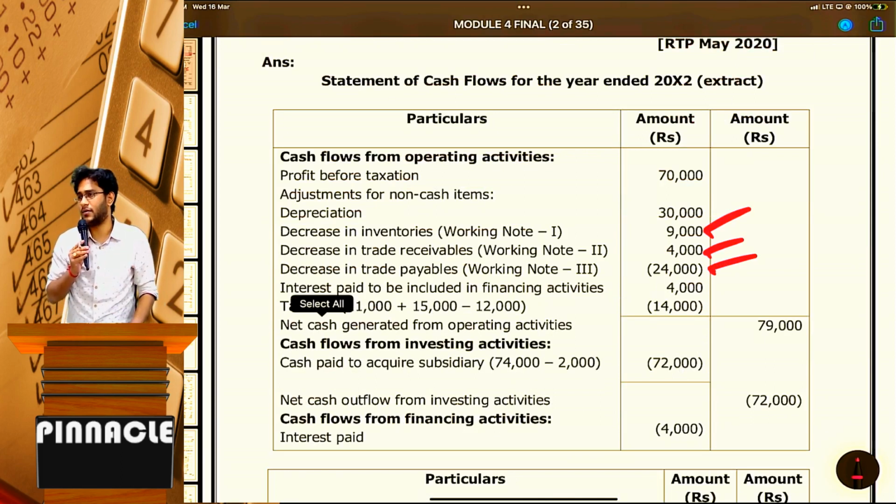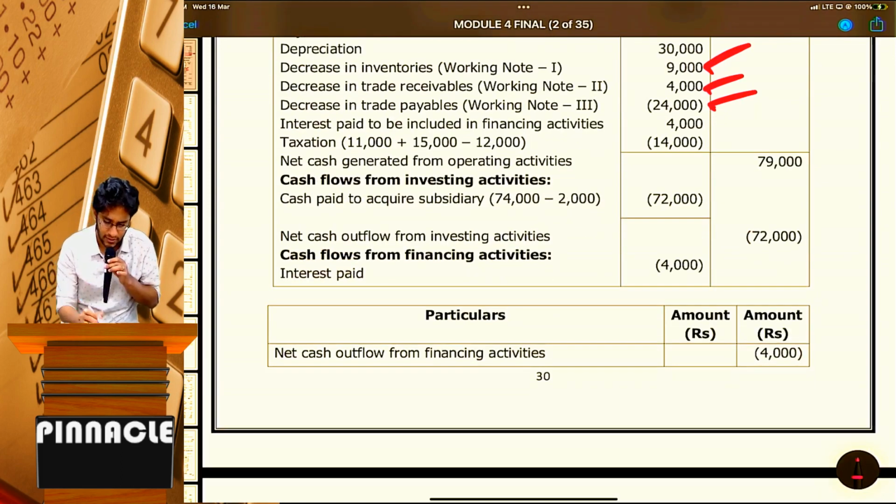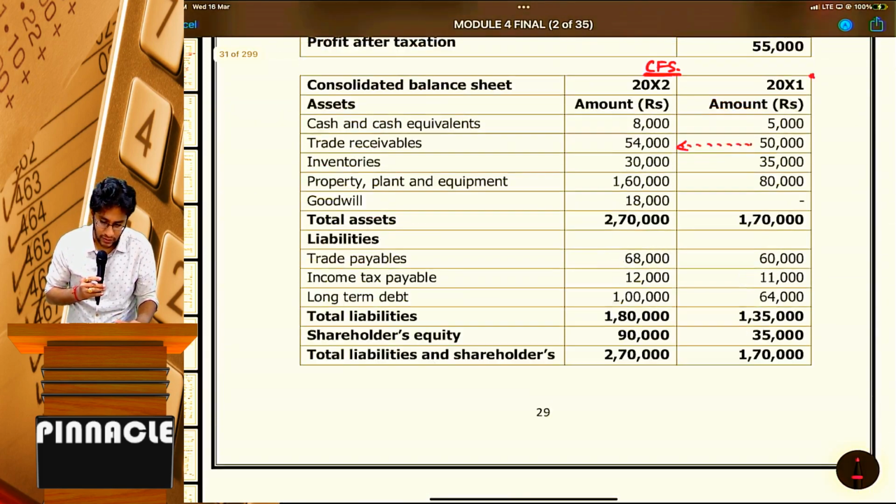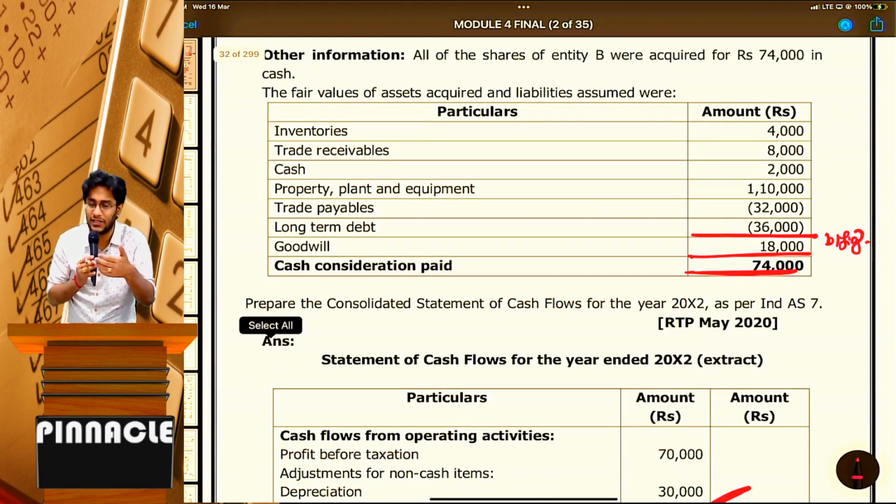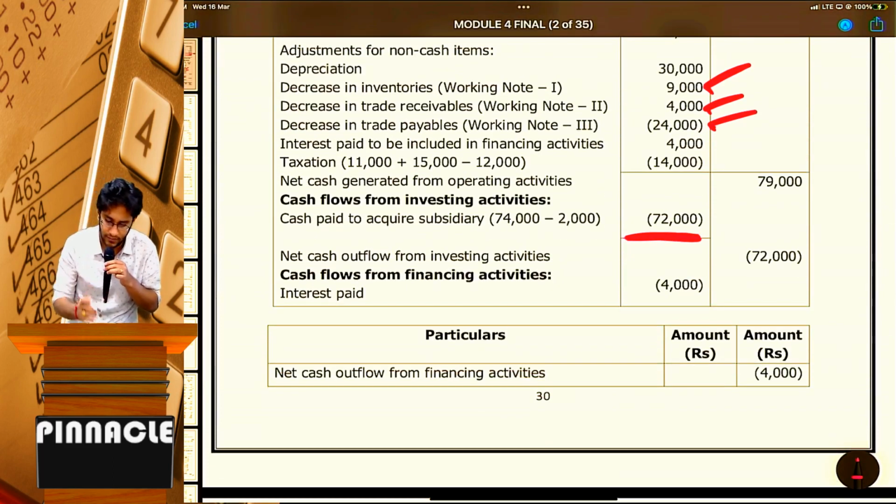E3 adjustments, sir. The remaining sum is just like any other sum. Go to investing activity and see. 72,000 came, which you already told me. Sir, where are the adjustments you did, the 8,000, 5,000, 32,000, reflected?